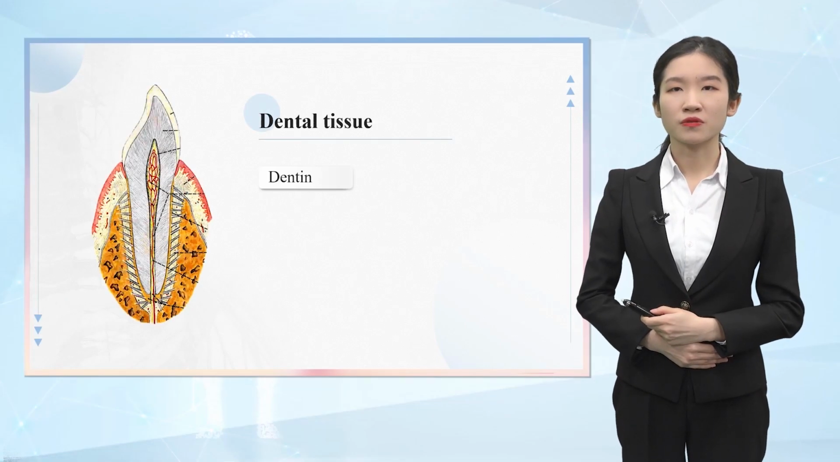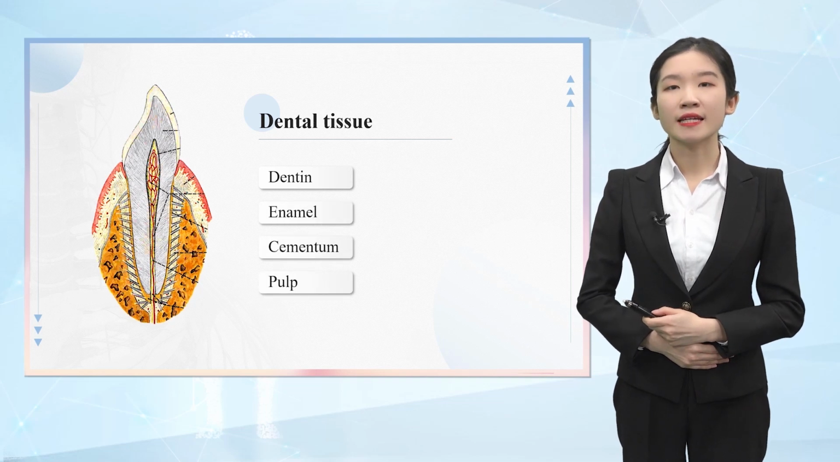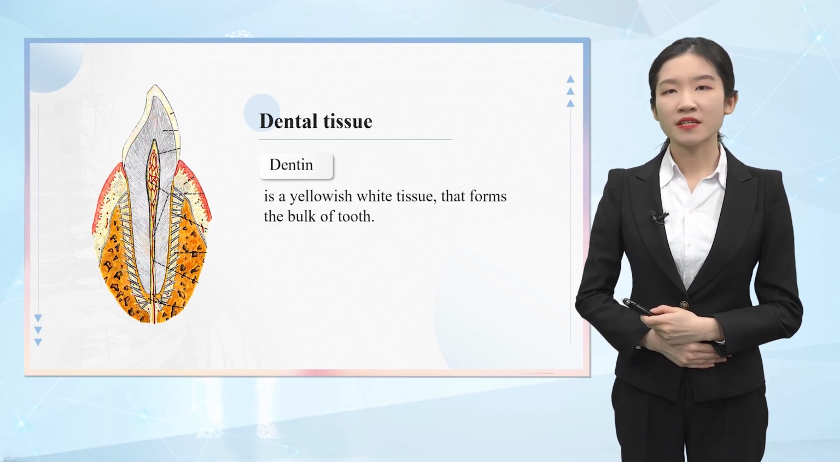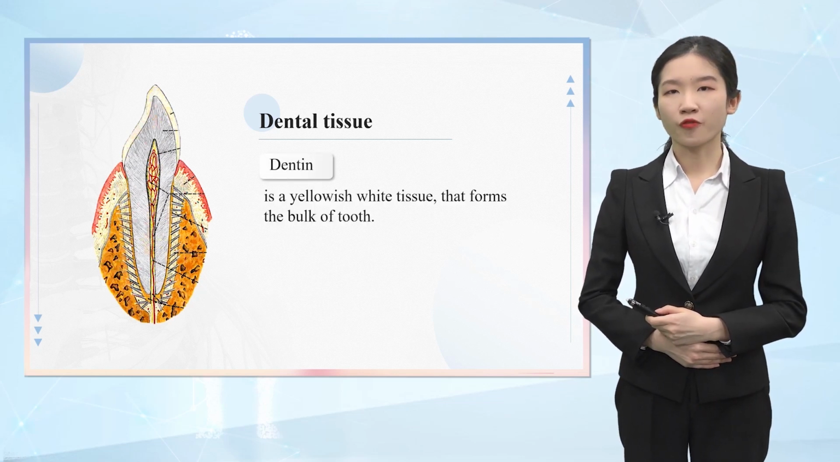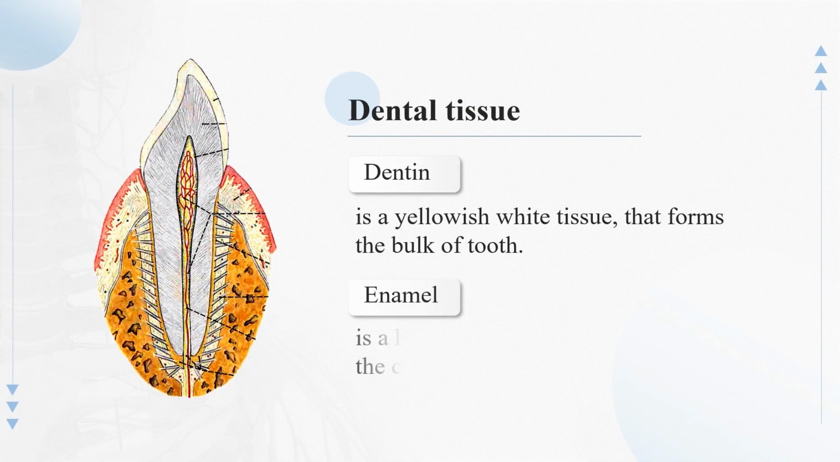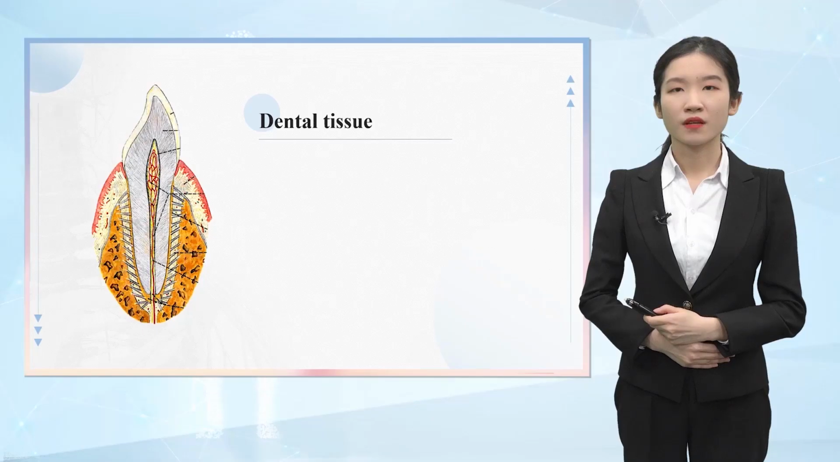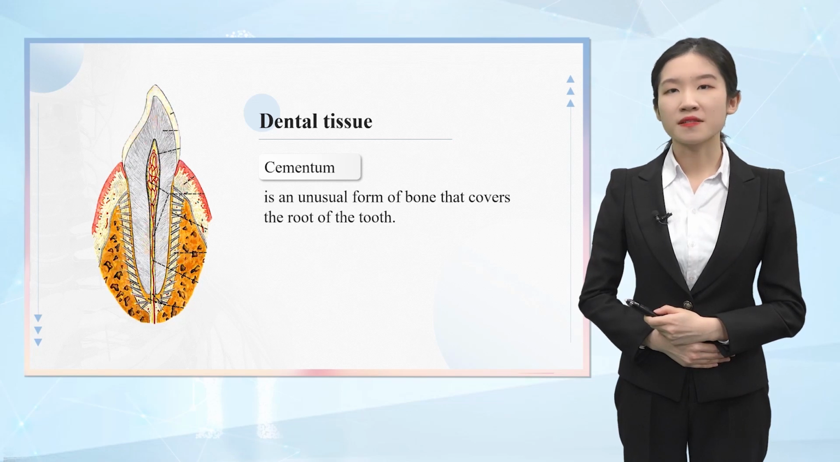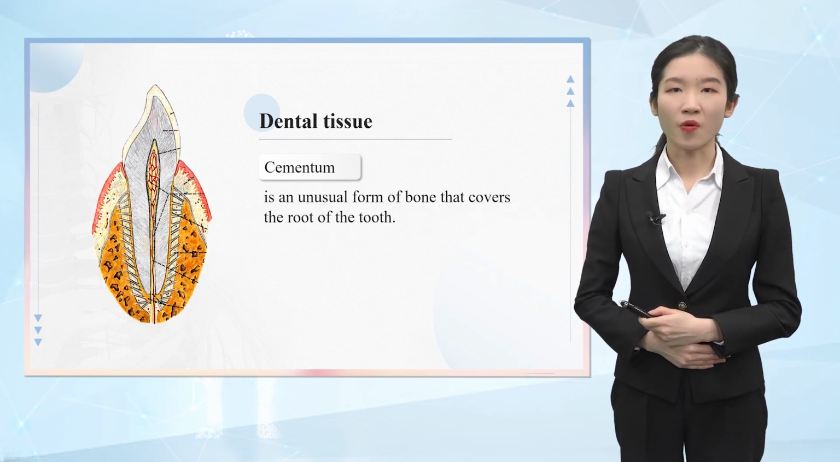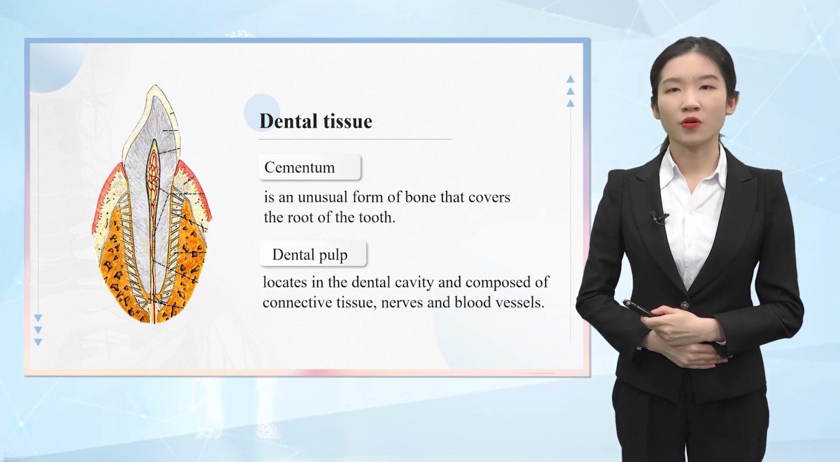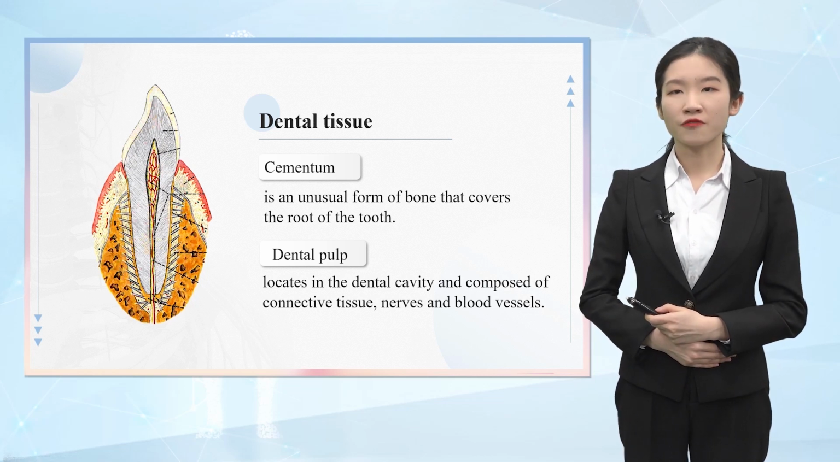The dental tissues can be divided into dentin, enamel, cementum, and pulp. First, dentin. Dentin is a yellowish-white tissue that forms the bulk of the tooth. Second, enamel is a hard, brittle white tissue that covers the crown of the tooth. Third is the cementum. It's an unusual form of bone that covers the root of the tooth. Last one, dental pulp. Dental pulp is located in the dental cavity and is composed of connective tissue, nerves, and blood vessels.